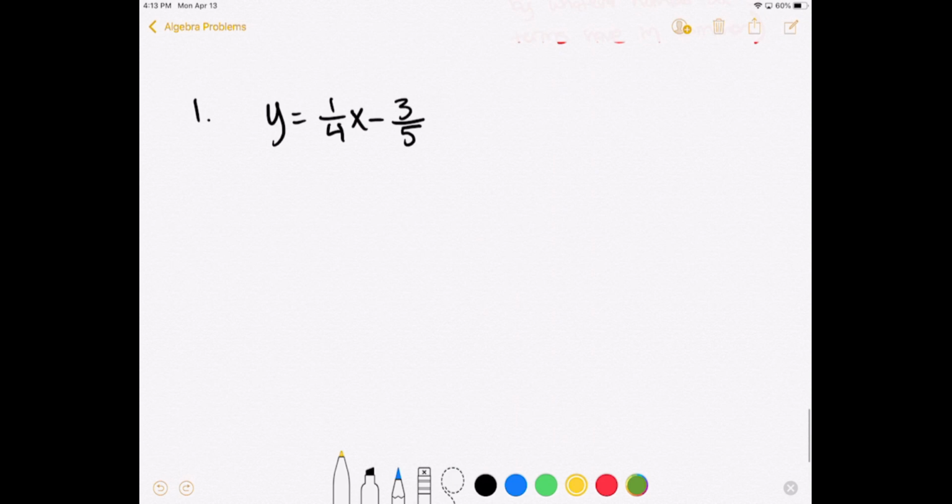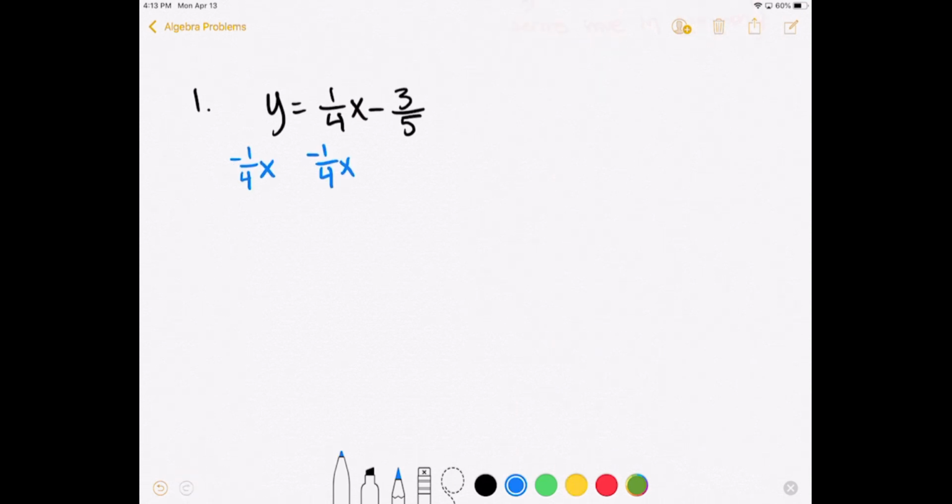So first off, X and Y need to be on the left. They're not right now. So I need to move this 1/4 X over by subtracting it to the left side. Okay, I'm going to subtract it over.